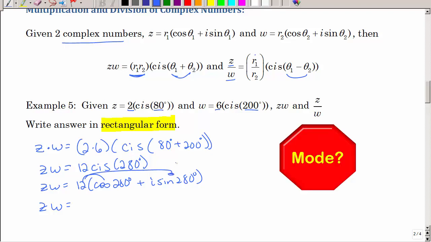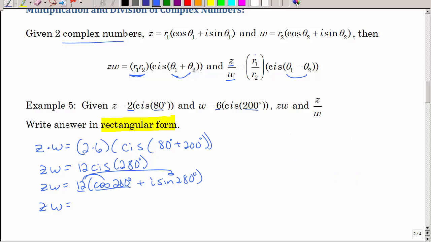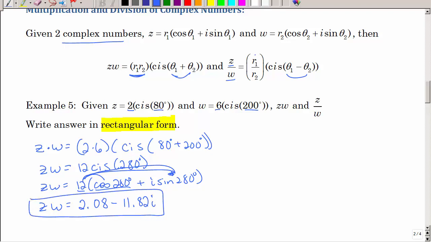What mode does my calculator need to be in? Degree mode, right? So I'm multiplying 12 times the cosine of 280 degrees using my calculator, and I get about 2.08. Then I'm going to multiply 12 times the sine of 280 degrees, and I get about negative 11.82, and remember that's your i value. And again, if you want to visually check that out, if I went to the right 2 and down almost 12, I'd be in quadrant 4. 280 degrees is in quadrant 4, so I feel comfortable about that answer.